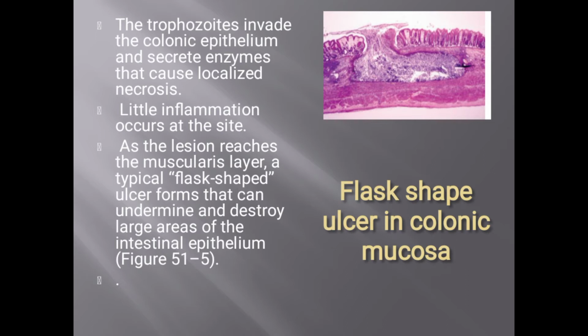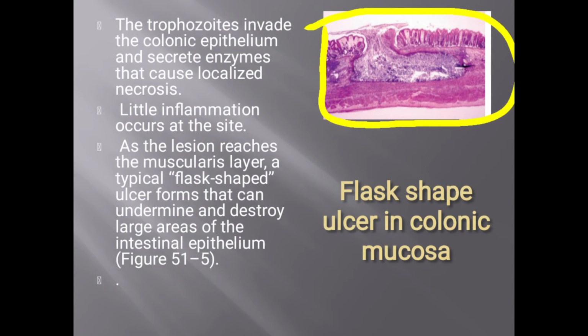Now what will the trophozoites do? They invade the colonic epithelium and secrete enzymes that cause localized necrosis. Little inflammation occurs at the site. As the lesion reaches the muscularis layer, a typical flask-shaped ulcer forms that can undermine and destroy a large area of the intestinal epithelium. So they form flask-shaped ulcers in the large intestine, causing intestinal epithelium destruction.